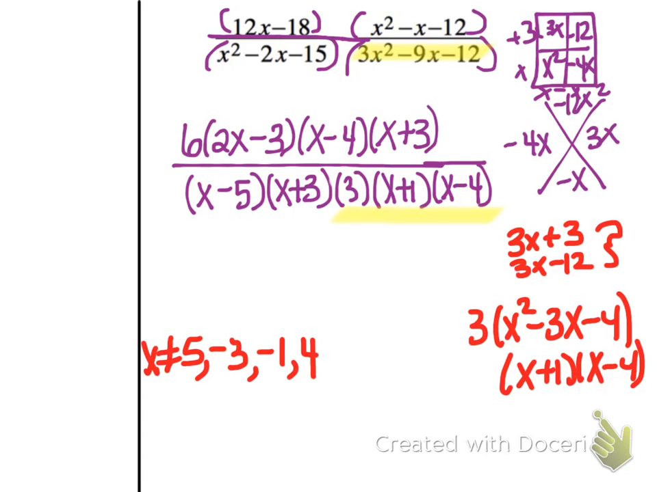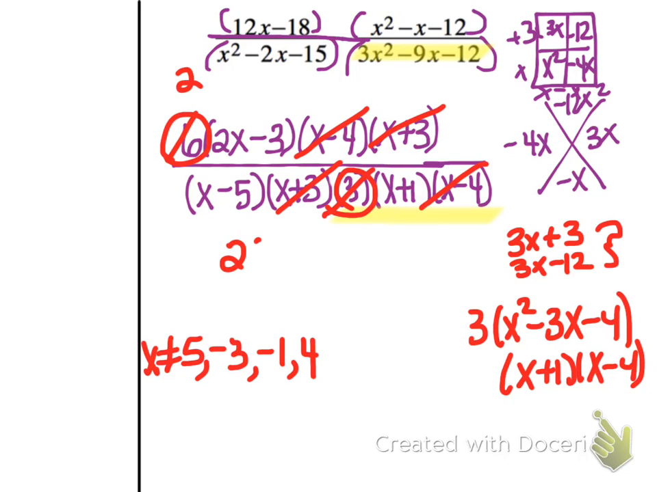Now that we have that step complete, let's look for 1s. Right away, I see the x minus 4s and the x plus 3s. Now, the other thing I notice here is the 6 and the 3. And we know that 6 divided by 3 is 2, so we're going to simplify that as well. And we'll write down what's left.